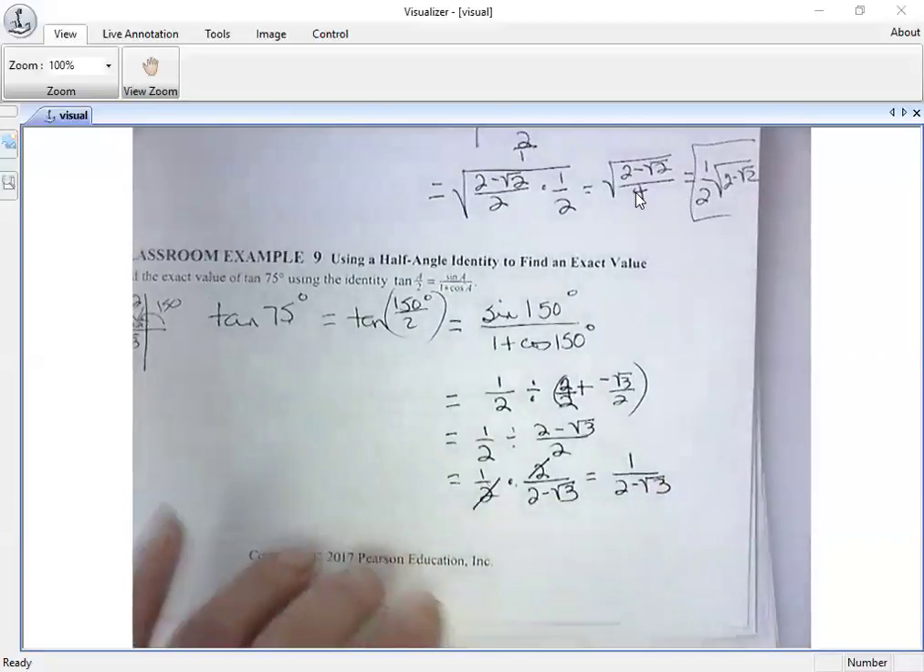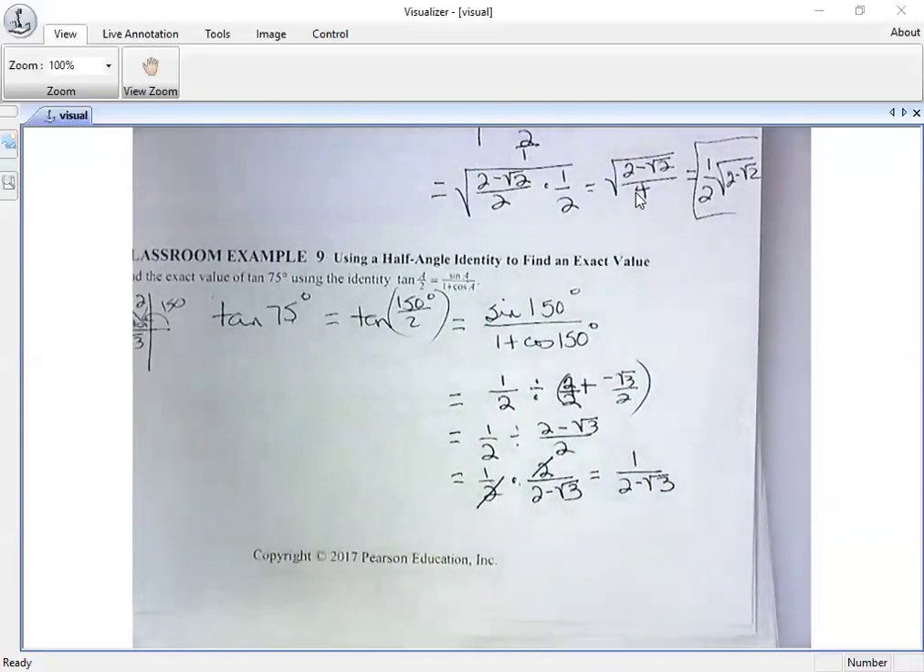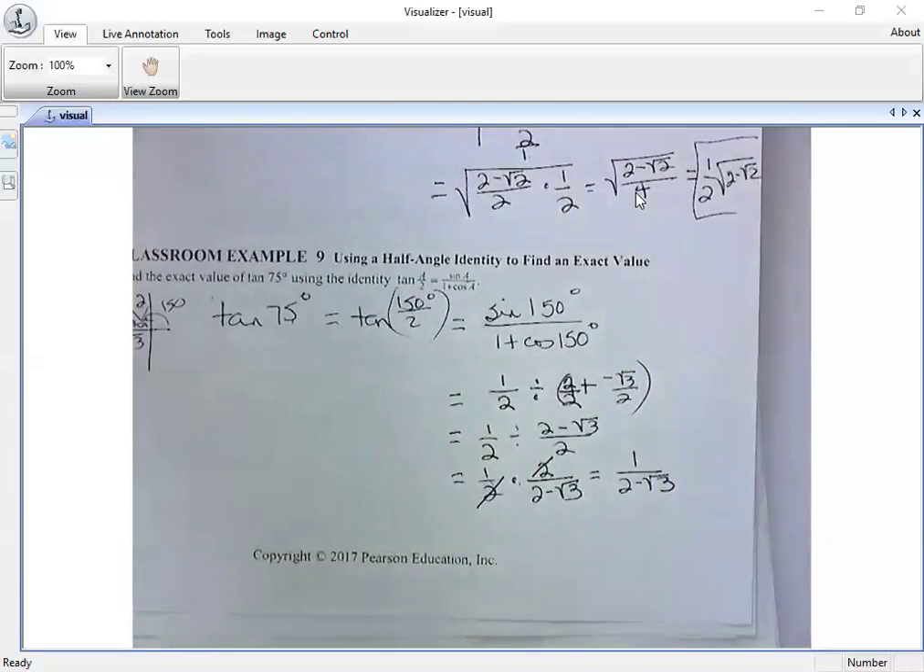Now, that would be fine as long as we are told we could leave radicals in the denominator. They usually tell us not to do that. We try to avoid that. How in the heck do we get rid of the radical in the denominator?